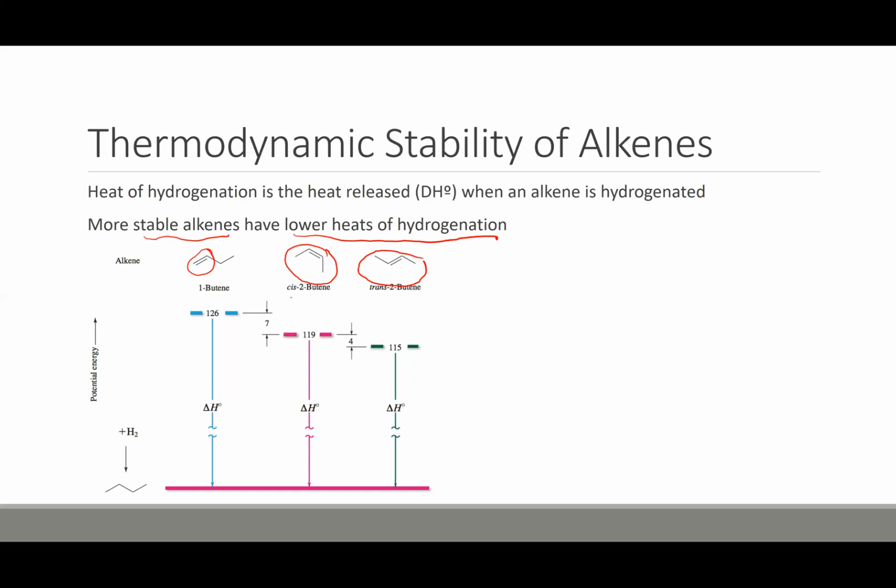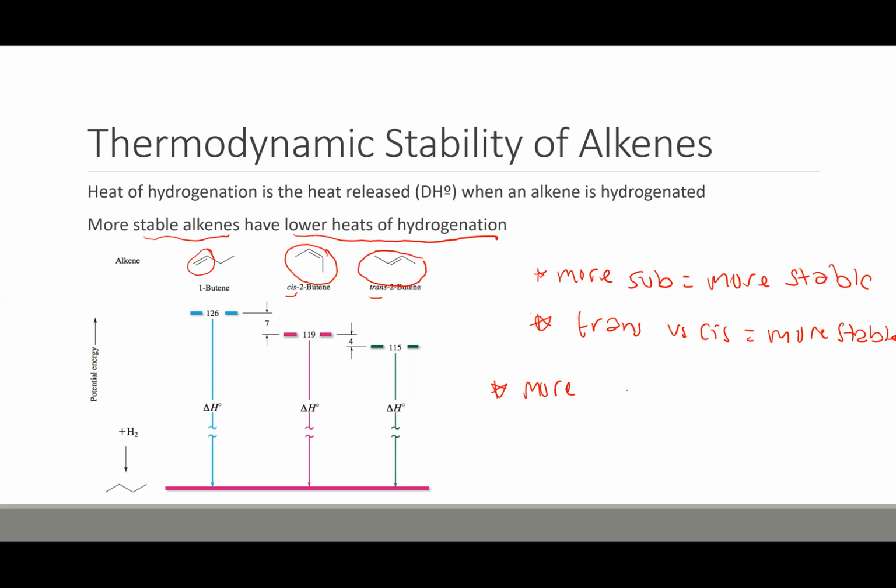And also looking between a cis versus a trans double bond, trans is more stable and thus has a lower heat of hydrogenation. So the key takeaway here is that we remember that double bonds that are more substituted equals more stable, and things that are trans versus cis are more stable. And the more stable, the lower the heat of hydrogenation.